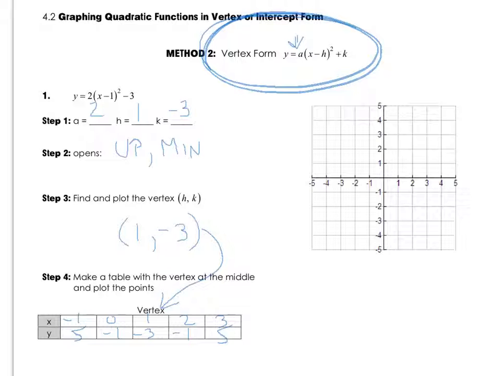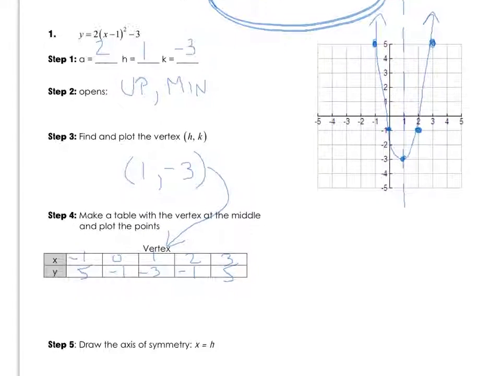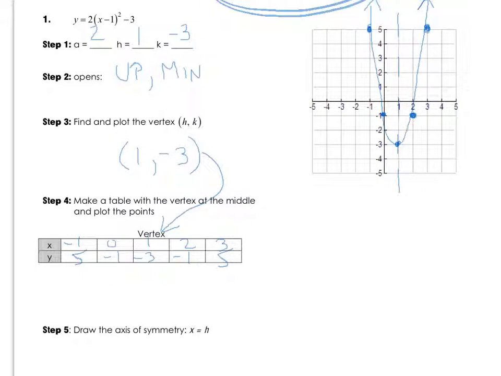So go ahead and plot those points, and then draw your parabola. The axis of symmetry, remember, goes right through that vertex. We can also pull out the axis of symmetry right from the equation, because now that we know what the h value is, the x part of the vertex, we know that the axis of symmetry is going to be at x equals 1, that h value.